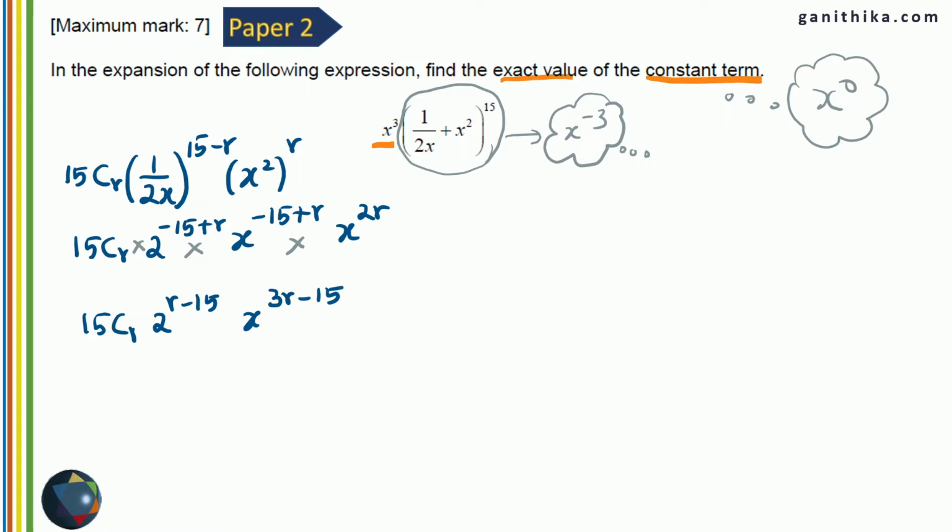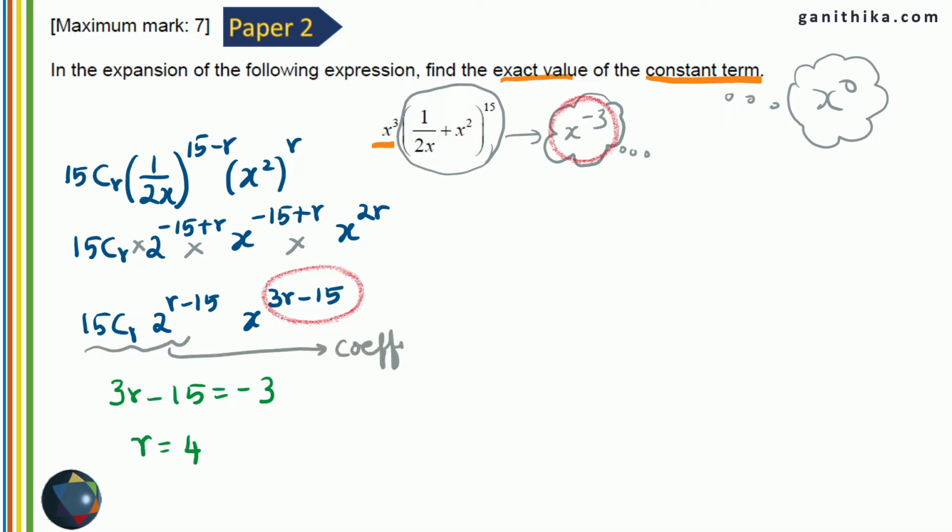And now we are looking for what? X power 0 or x power minus 3? It is not x power 0, it is x power minus 3, right? So 3r minus 15 should be equated to minus 3. Remember, not 0. Therefore, this will give you r is equal to 4. So the coefficient is here.